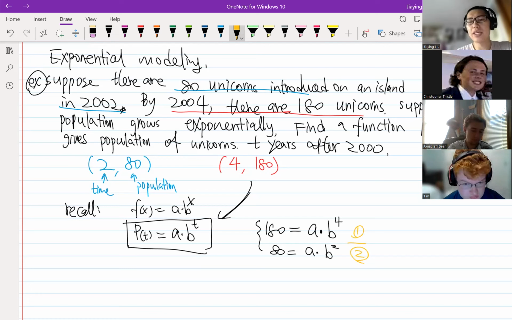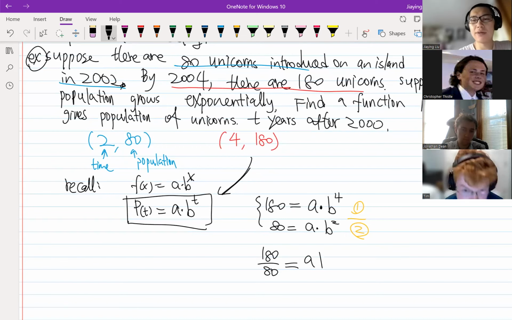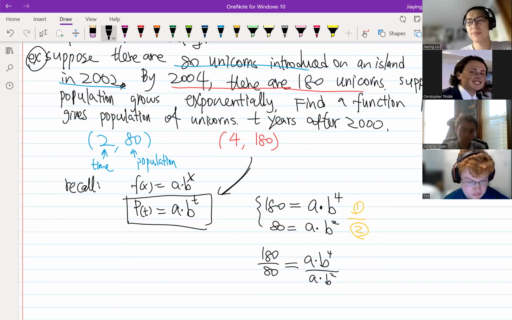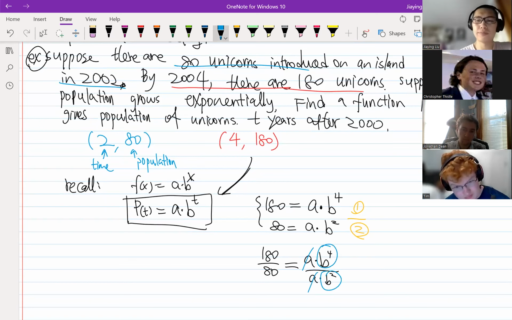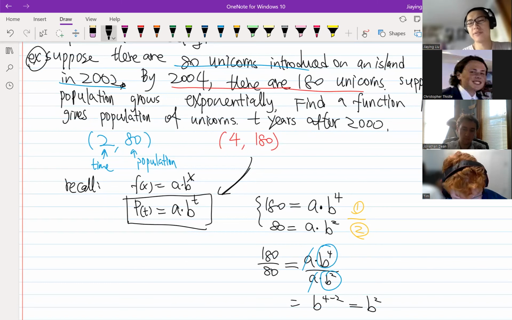What I mean by dividing is that we take the left side divided by the left side, the right side divided by the right side. So we get 180 divided by 80 is equal to AB to the 4th power divided by AB squared. By doing this division, we can eliminate A because that's A divided by A. And we can also simplify the B terms. So we get B to the 4th divided by B squared, so that's B to the 4 minus 2, which is B squared.